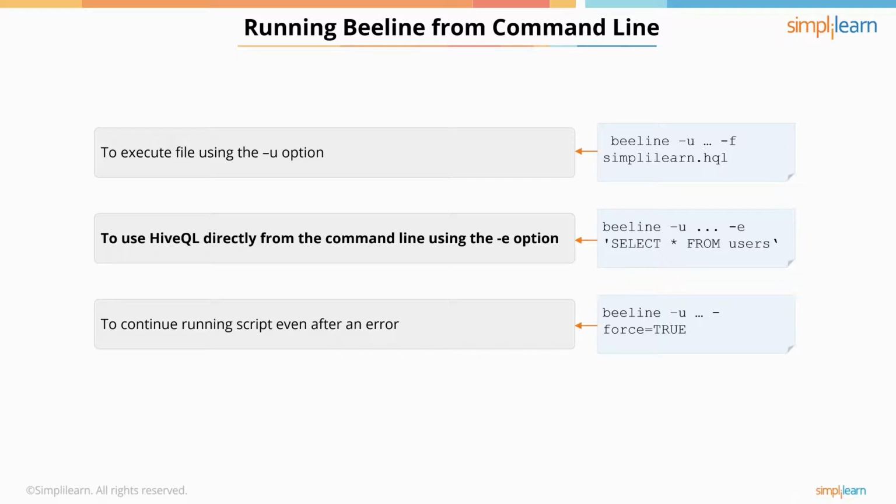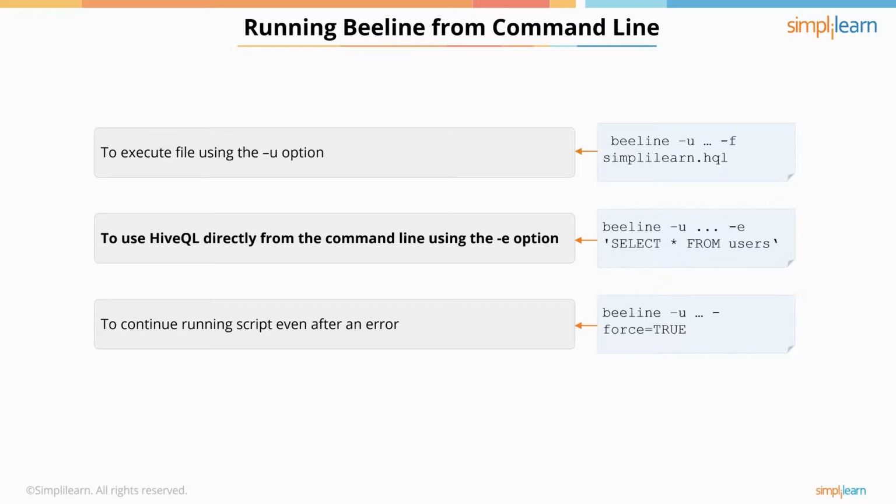So we use the -u option to execute a query. The first example executes a query that is stored in a file. Our file is called Simplilearn HQL, where HQL, by the way, stands for Hive Query Language. The next example executes the SQL statement from a command line, and for that we use the -e option. Note that the SQL statement that follows -e has to be enclosed in single quotes.